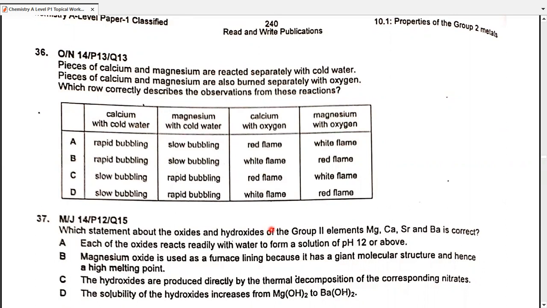But let's go with it since we're comparing two different elements. Okay, sir. Pieces of calcium and magnesium are reacted separately with cold water. Pieces of calcium and magnesium are also burned separately with oxygen.